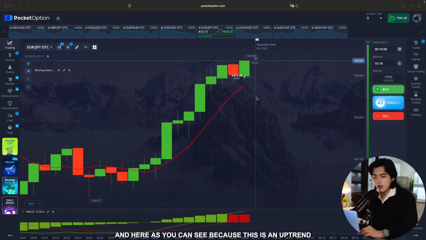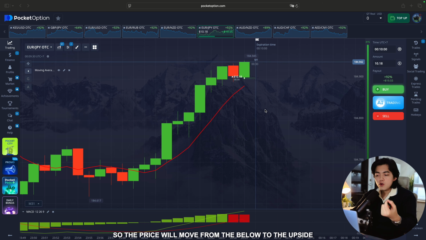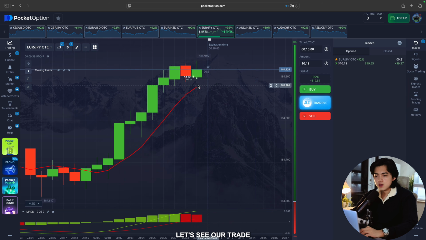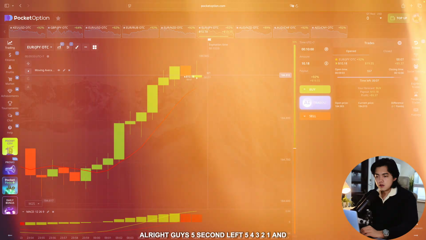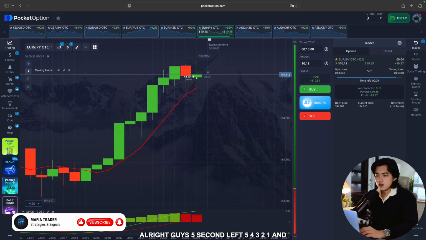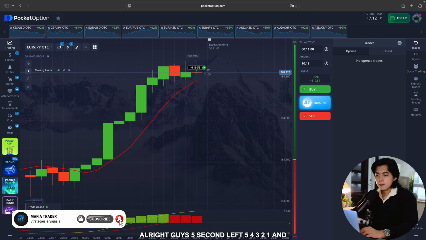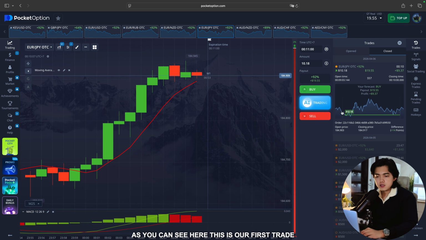And here as you can see, because this is an uptrend, the price will move from below to the upside. And here I think we make a profit for our first trade. Let's see our trade. Alright guys, 5 seconds left. 5, 4, 3, 2, 1, and we made a profitable trade for our first trade. As you can see here, this is our first trade.